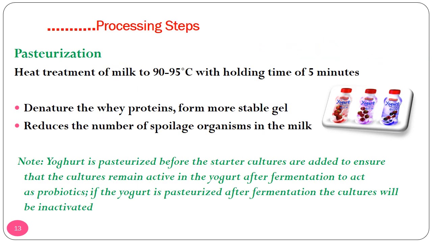Now it is pasteurization. So pasteurization is a process for making the milk safe and killing all pathogens and other bacteria. So it is a heat treatment of milk at around 90 to 95 degrees Celsius for 5 minutes. This causes a denaturation to the proteins and helps in forming the stable gel, and it also reduces the number of organisms. Almost all pathogens are killed and very little of the spoilage organism can survive.